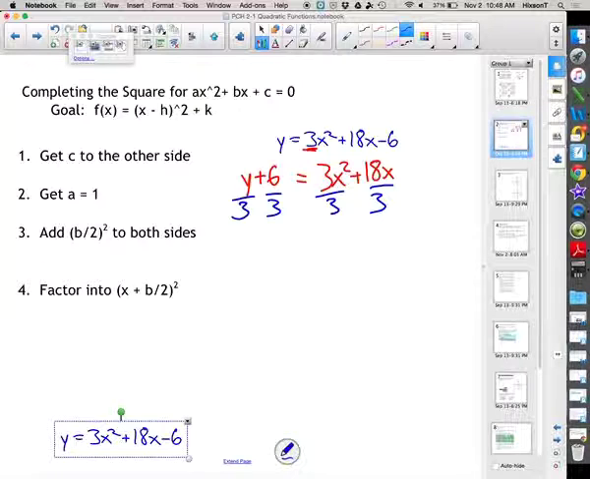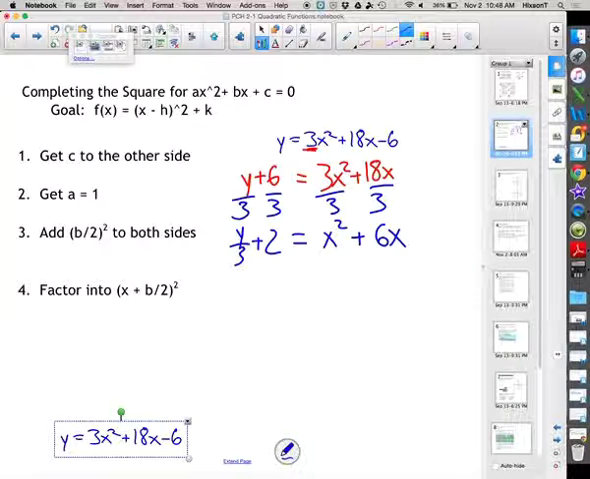Okay? Now, like I said, this is a couple extra steps, but I think it can help avoid making some little mistakes. Alright, so we have y over 3 plus 2 equals x squared plus 6x. Okay? Now, understand here, I've got a y over 3, or f of x over 3. We're never going to leave it that way. But for now, it's out of the way. Okay? So we can just focus in on this.